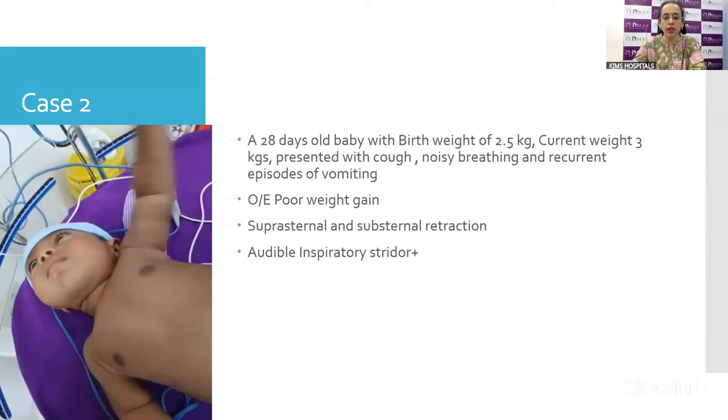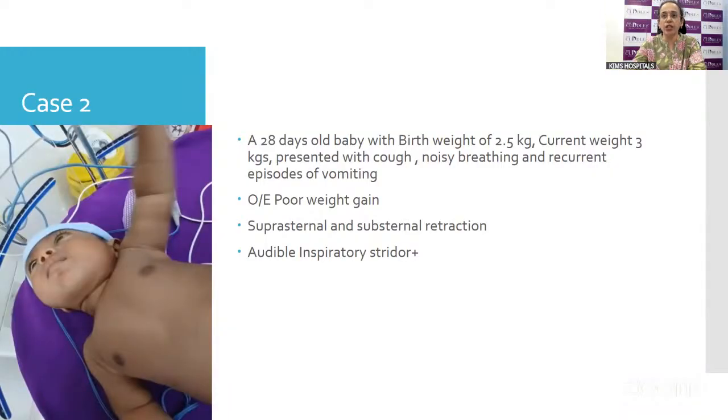So here you can see the classical audible stridor, which we see in babies who have an upper airway problem, like the ones we previously described, the laryngeal lesions, either supraglottic or glottic. Usually the glottic and subglottic lesions can present with both inspiratory and expiratory stridor. Supraglottic lesions present with inspiratory stridor. So this baby is obviously having audible inspiratory stridor along with suprasternal and substernal retractions.